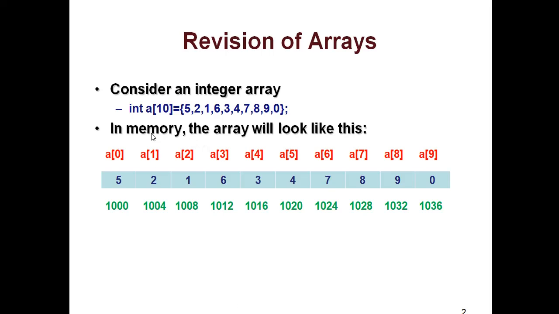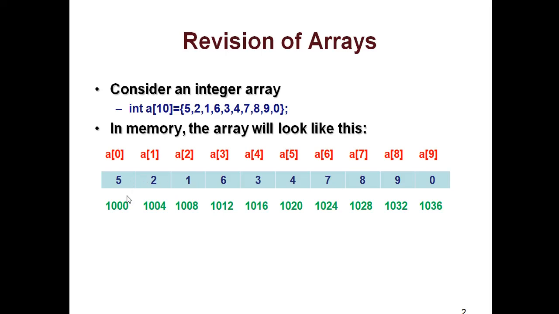So we know that we can declare a 1D array using the data type followed by the array name followed by the size of the array, and if we have to initialize the array in that statement itself, we can specify the elements in curly brackets separated with comma. So this is an integer array example, and in memory the array will look like this. So you have these elements stored. So a of 0 is the first element, that is 5 in this case. A of 1 is the second element, that is 2, and so on.